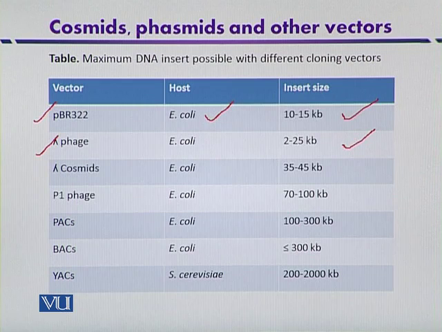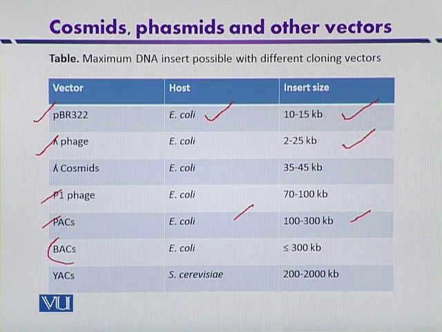And then another type of phage vector that we have not focused on mainly is P1 phage, and that can clone 70 to 100 kilobase DNA fragments. Then the P1 type packaging system. Here the host organism again is E. coli, and it can clone up to 300 kilobase DNA fragments.